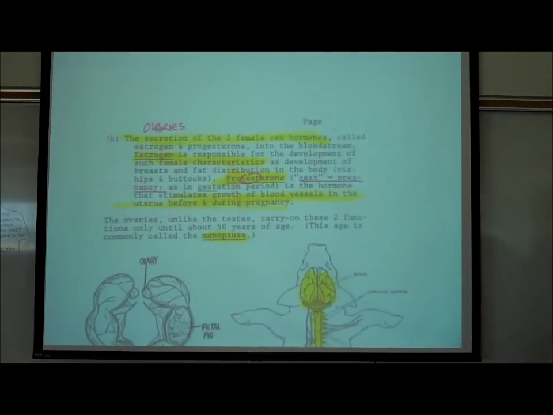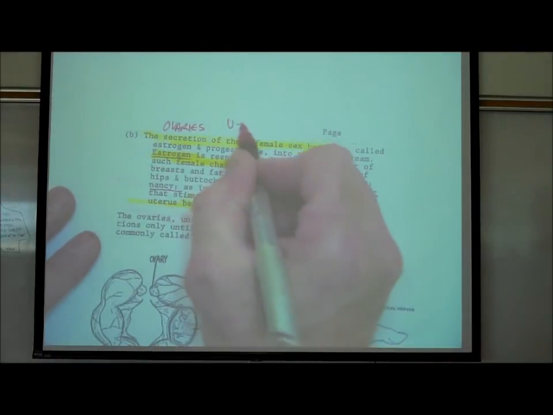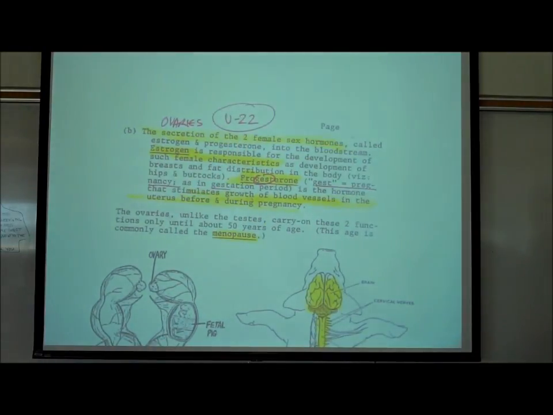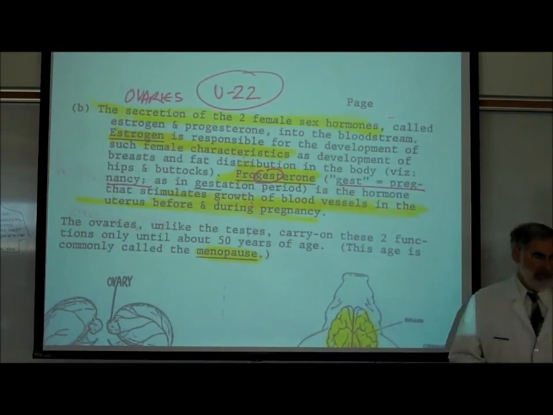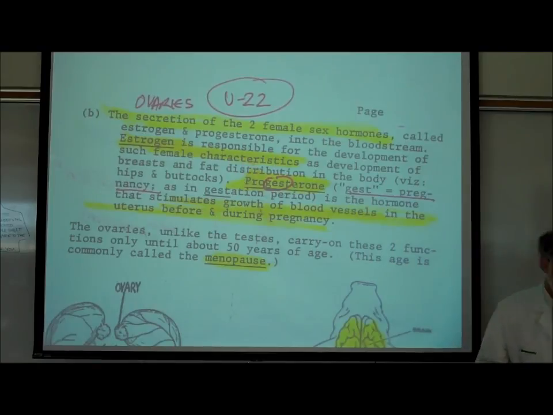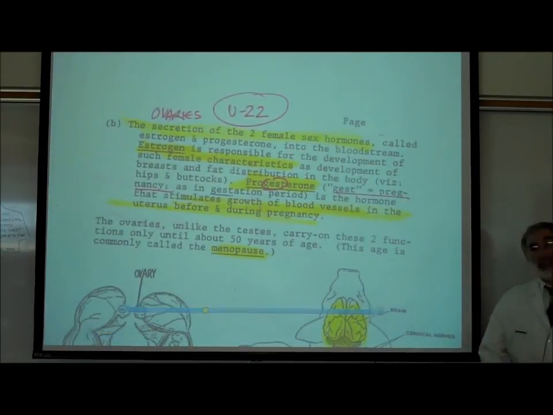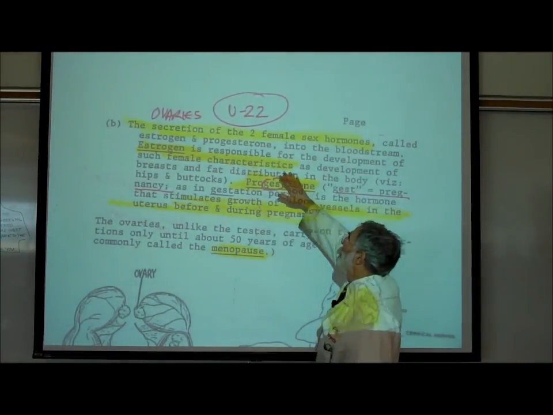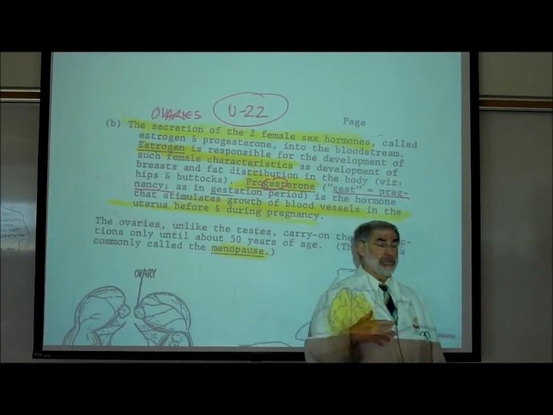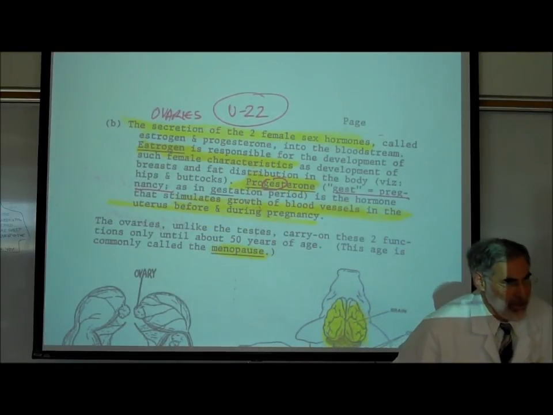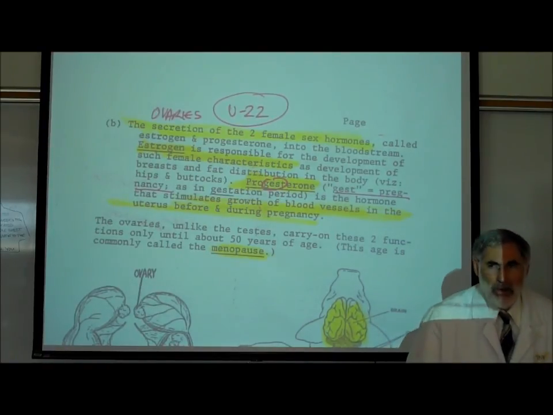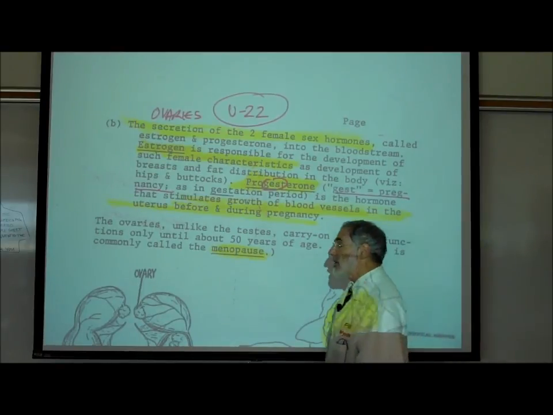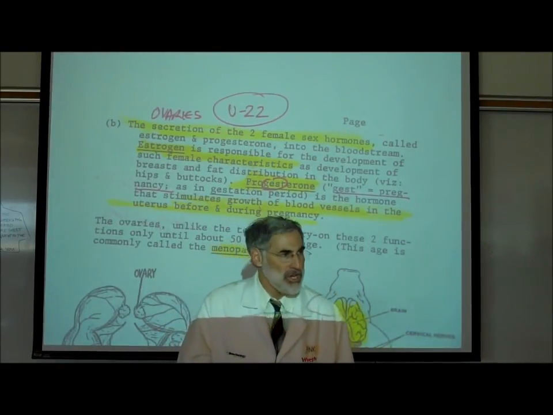We wrote on page U22 that a second function of the ovaries, you'd say, well, what was the first function? The first function was to produce eggs. The second function of the ovaries is to secrete 2 sex hormones into the bloodstream. Now, guys only secrete 1 sex hormone. It's called testosterone. Women secrete 2 sex hormones. One's called estrogen, and the other is called progesterone.